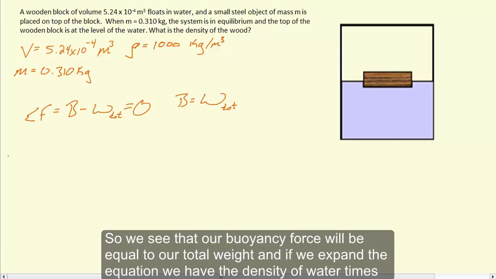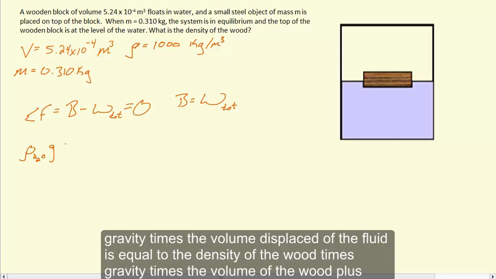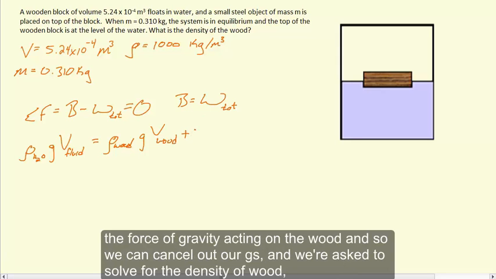And if we expand our equation, we have the density of water times gravity times the volume displaced of the fluid is equal to the density of the wood times gravity times the volume of the wood plus the force of gravity acting on the wood. And so we can cancel out our g's, and we're asked to solve for the density of wood.